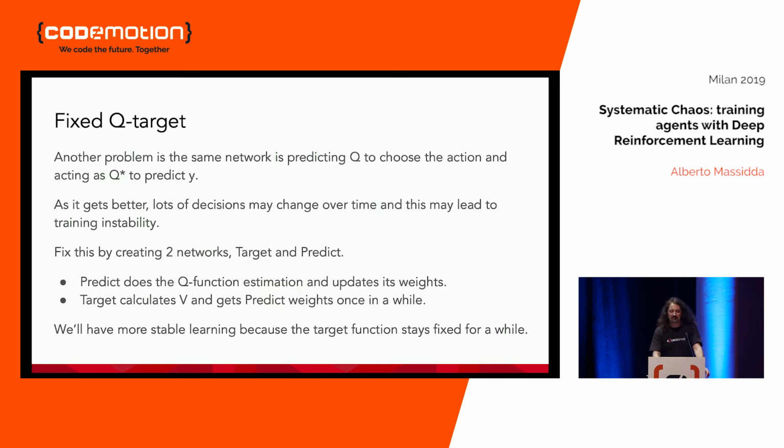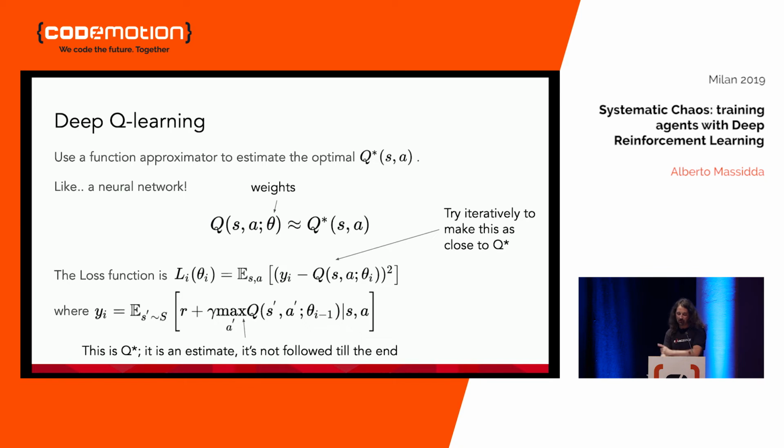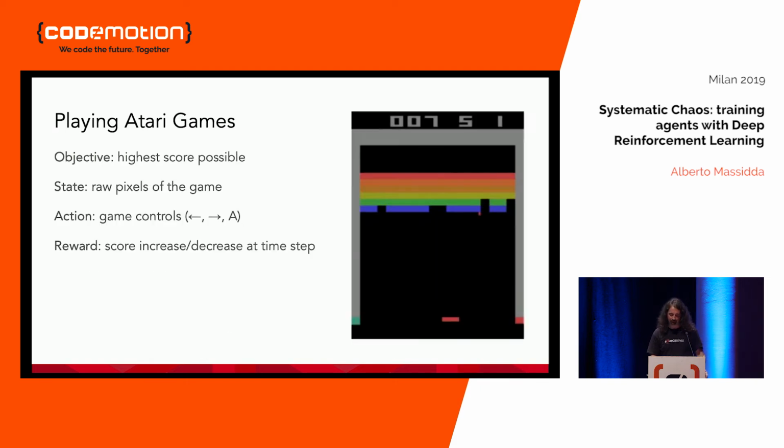Another problem is that the same network is predicting Q to choose the action and is acting as Q star to predict Y at the same time. Remember, I told you that this max Q with the A prime, S prime is the very same network which is trying to predict the best action. This is because you explore the space, you gather the best action in time, and so you're able to output a very good Y. And at the same time, you try to make this as close as possible to the best action that every time you were shown after you take the action.